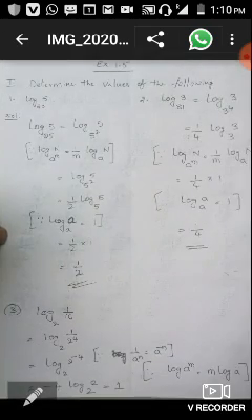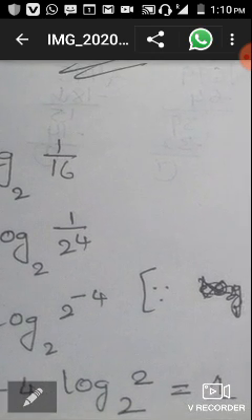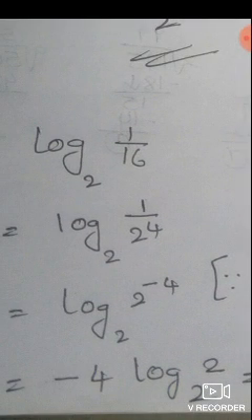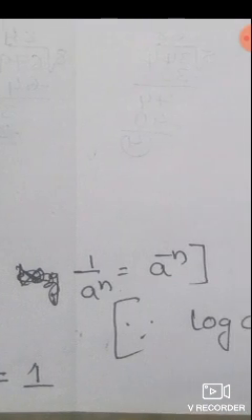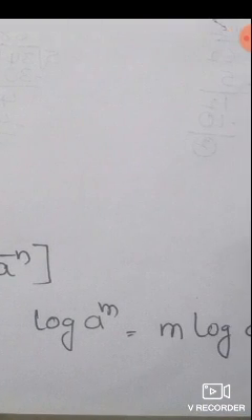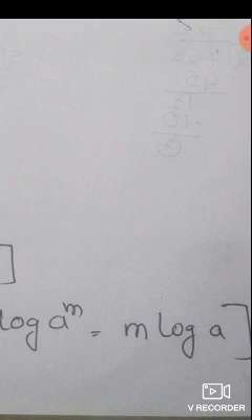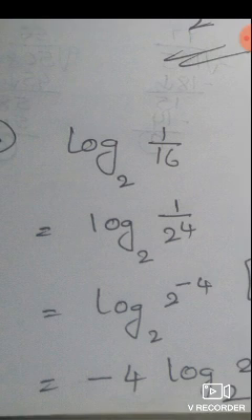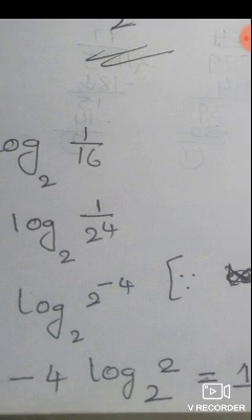Next step: see here, in 2 to the power of minus 4, the power minus 4 comes to the front according to this formula. Which formula? This formula: log a to the power m equals m into log a. According to this formula we can write minus 4 log 2 base 2. This minus 4 comes to the front, in the beginning of the log.